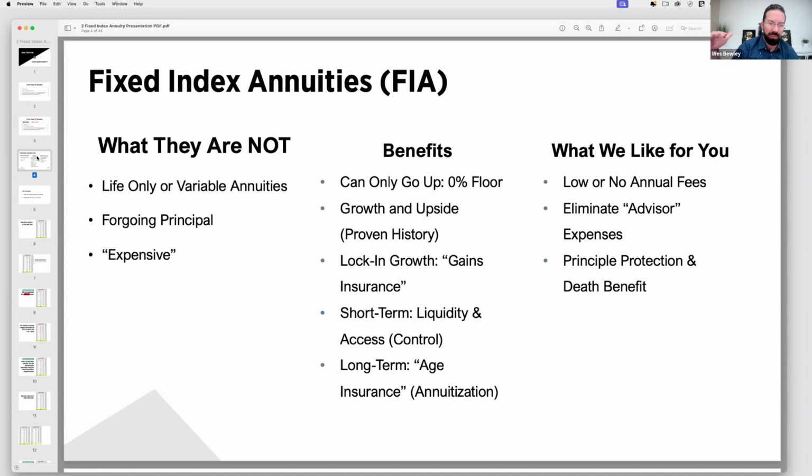So, what a fixed indexed annuity means is you have a 0% floor. So, no matter what the market does or doesn't do, you cannot lose whatever floor you reach. So, let's say you invest 200,000, it goes up to 212. Well, you're not going to go below 212 again. Does this make sense? So, a 0% floor is really exciting.